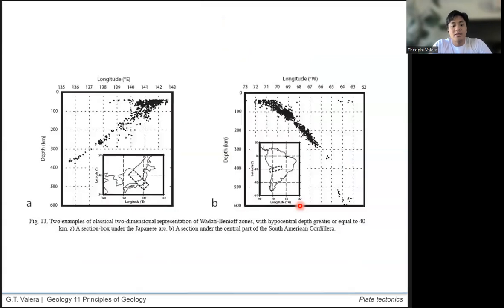Ayan. And yung sinasabi ko kanina, yung subducting slab natin, we've been able to image that as the Wadati-Benioff zone. So ito yun siya. So the Wadati-Benioff zone, this one, basically demarcates or basically is the location of the different earthquakes generated by the subducting slab.